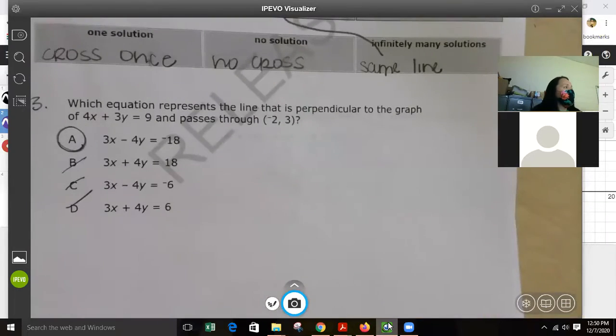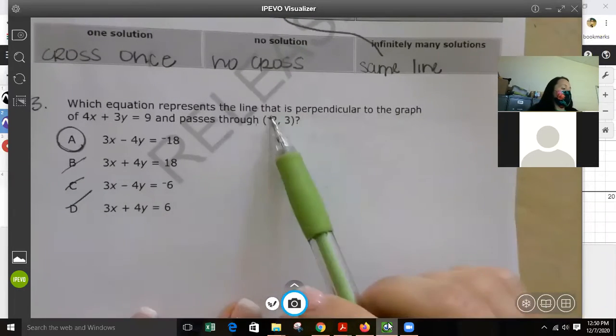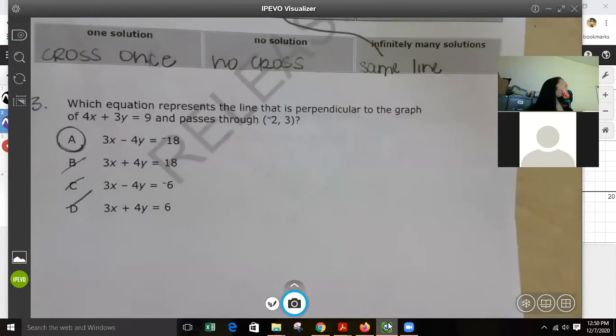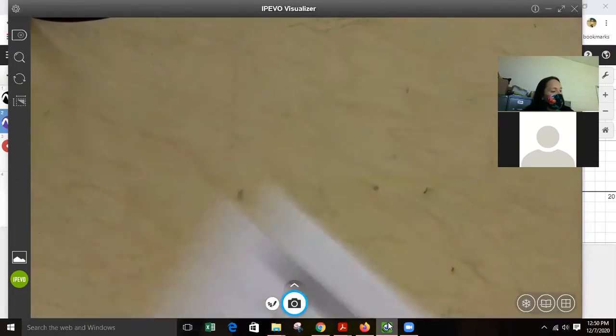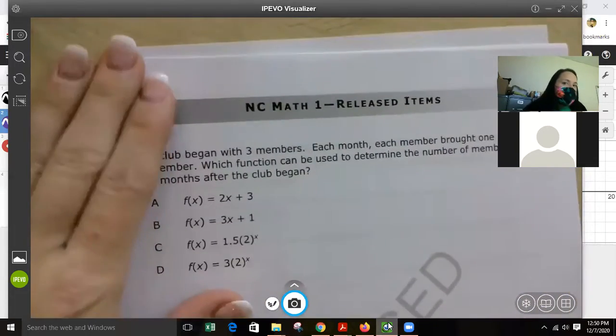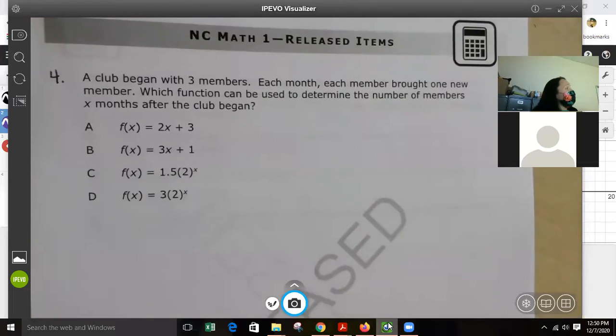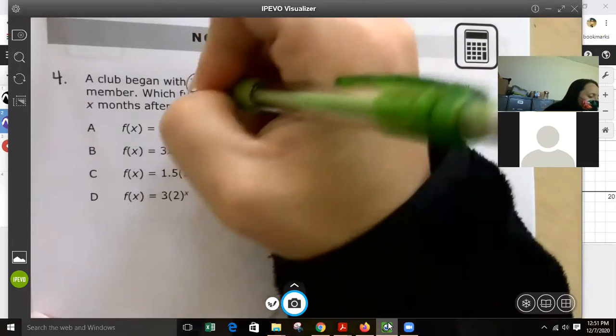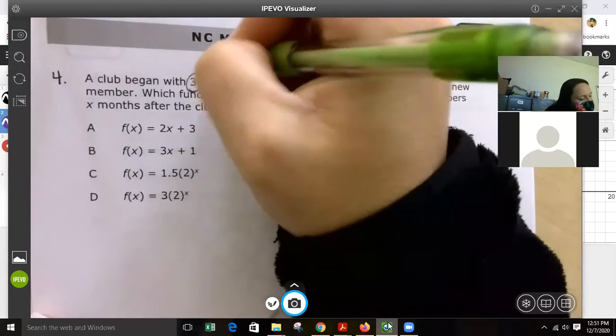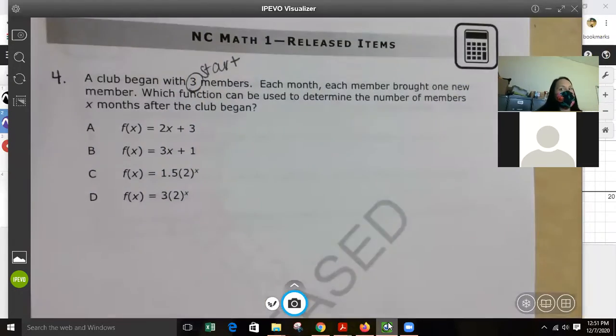All right. You will have questions like both. This is like last year's version. So these are actual test questions, okay? We're gonna flip it over, we're gonna look at this one. Again, you don't have to do any work on this, you just have to know what it's asking for. So it says a club began with 3 members. So this is our start. We started with 3.